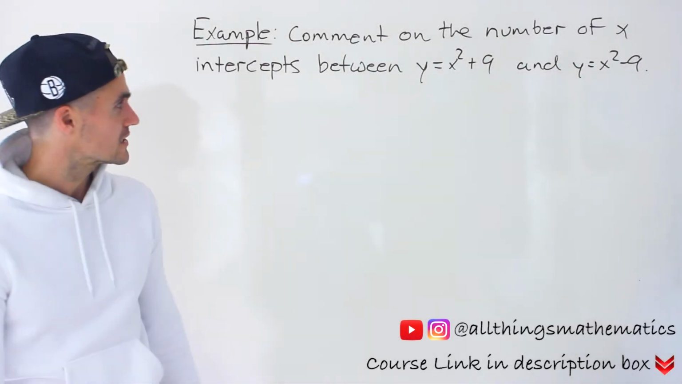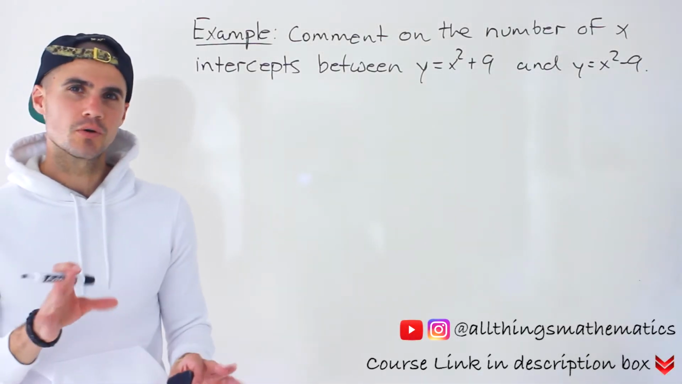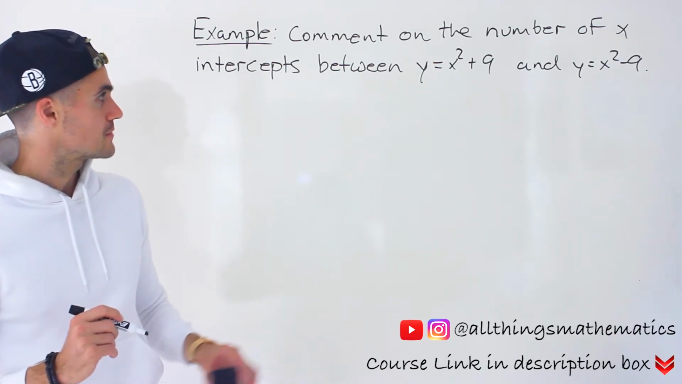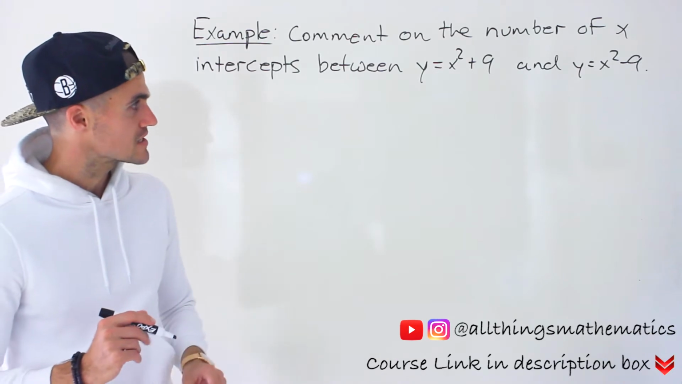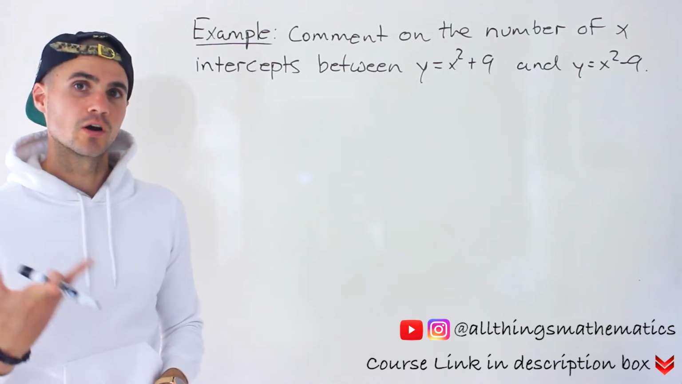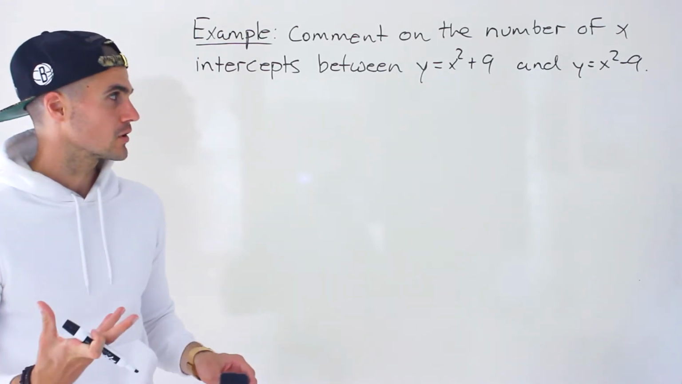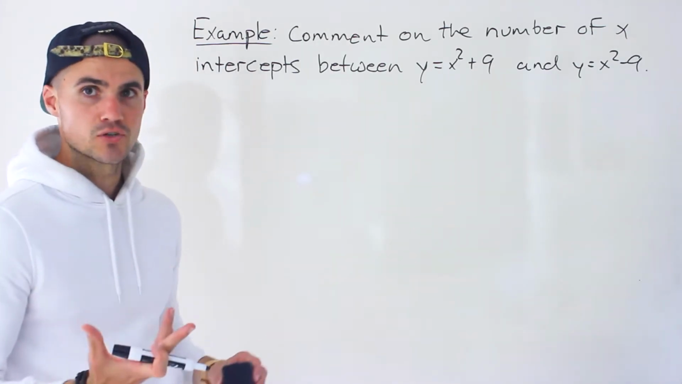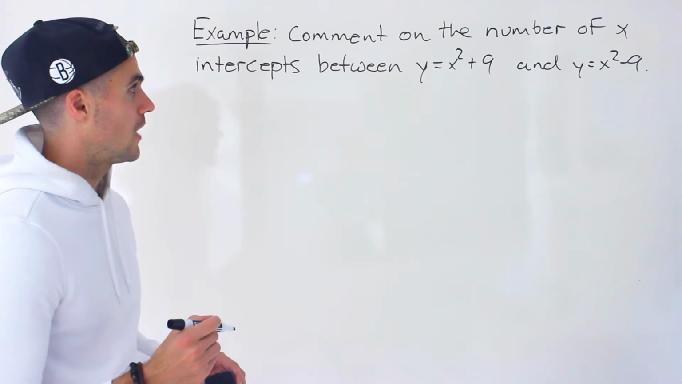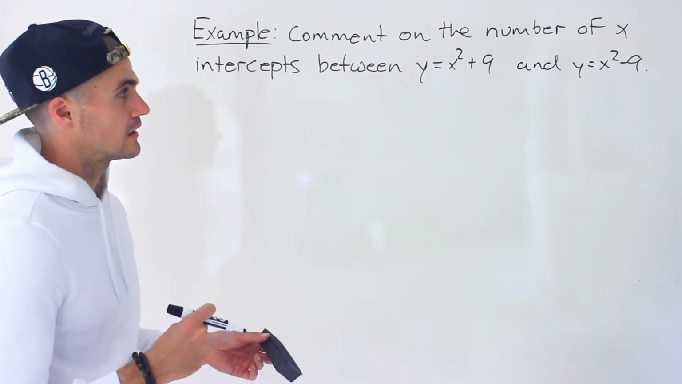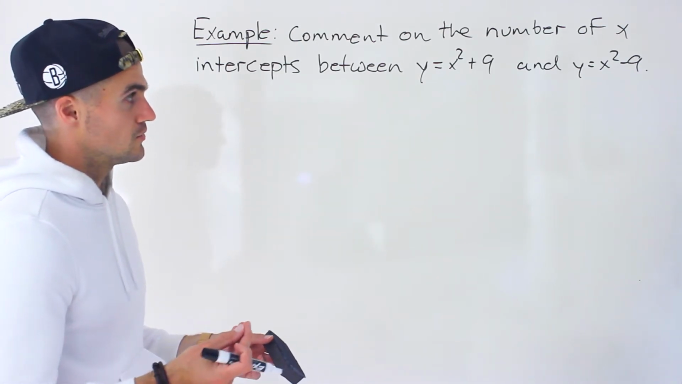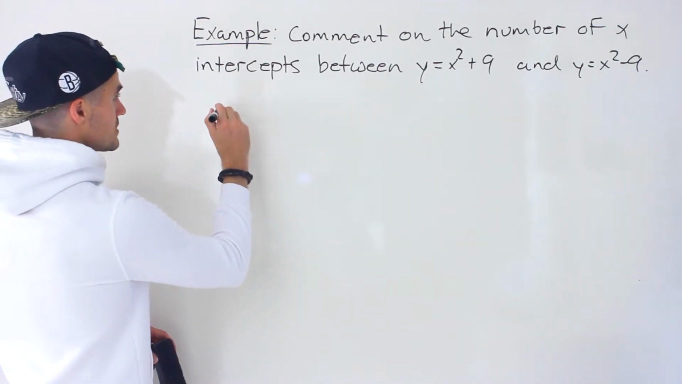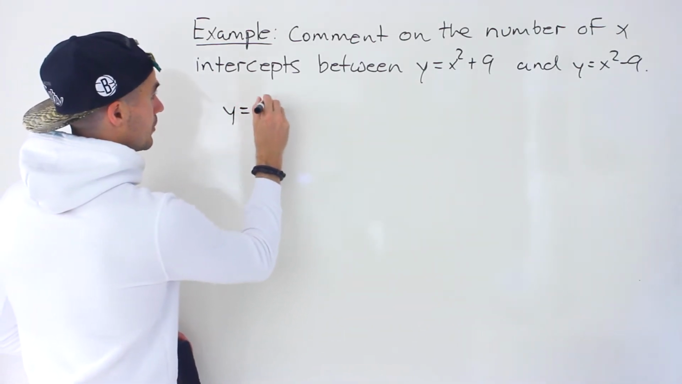Moving on to the next question, dealing with quadratics. This is more so a communication type of question, so we have to comment on the number of x-intercepts between y equals x squared plus 9 and y equals x squared minus 9. Notice these are similar quadratics, the only difference is the sign in between the expressions. I'm going to show this both algebraically and then also graphically how both of these graphs relate to each other. So let's start off with y equals x squared plus 9.